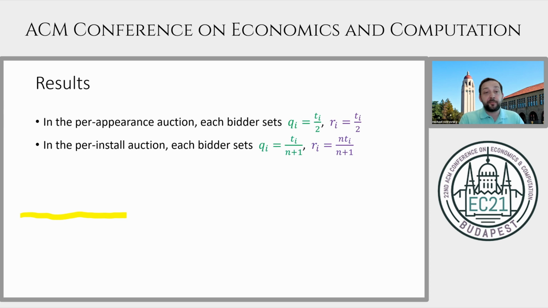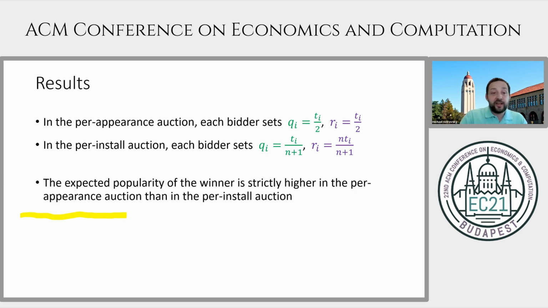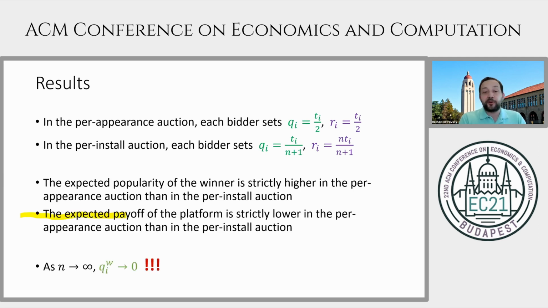By contrast, in the per install auction, the higher the n, the less you will allocate to popularity and the more you will allocate to revenue. And it's not surprising because the competition is on revenue per user in the per install auction. So you have to put a lot of weight on that in order to have a chance to win it. And in fact, as the number of bidders goes to infinity, the popularity of the winner converges all the way to 0.